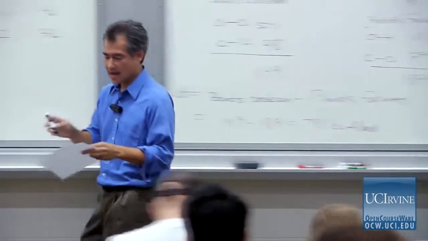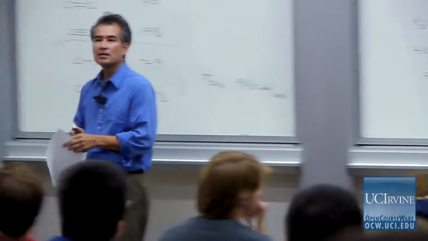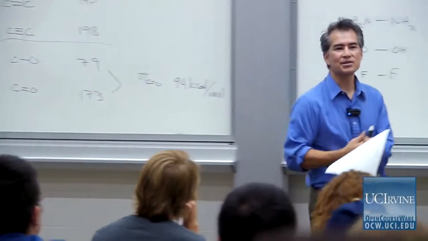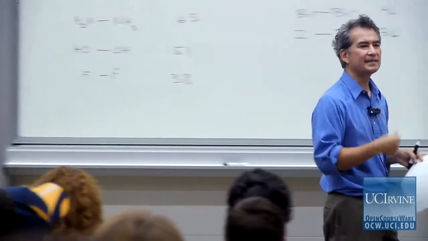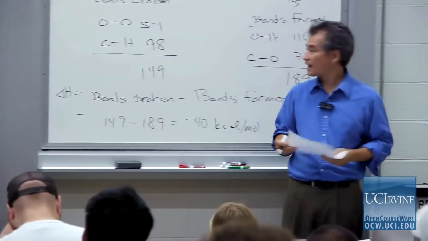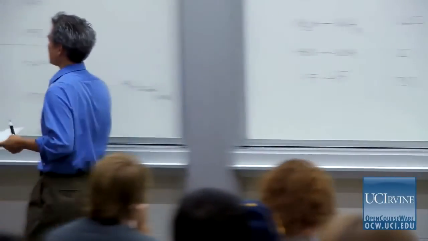let's go ahead and talk about energies from a different source that's becoming more and more common, and that's computers. More and more often nowadays, you're going to hear people refer to electronic structure calculations. They'll say stuff like DFT, B3LYP, Hartree-Fock. These are all numbers that are basically enthalpies. And let's talk about what those numbers mean.